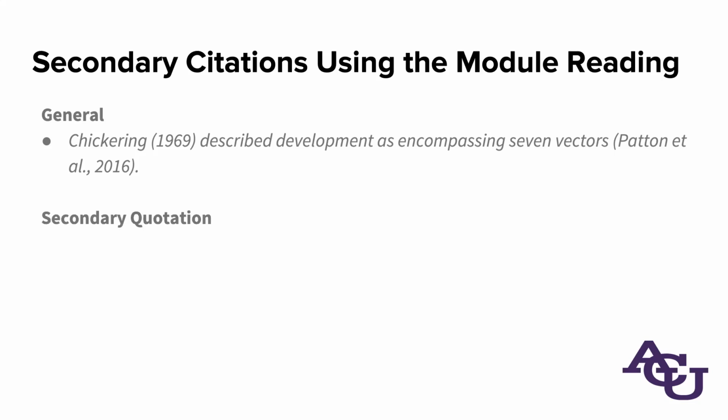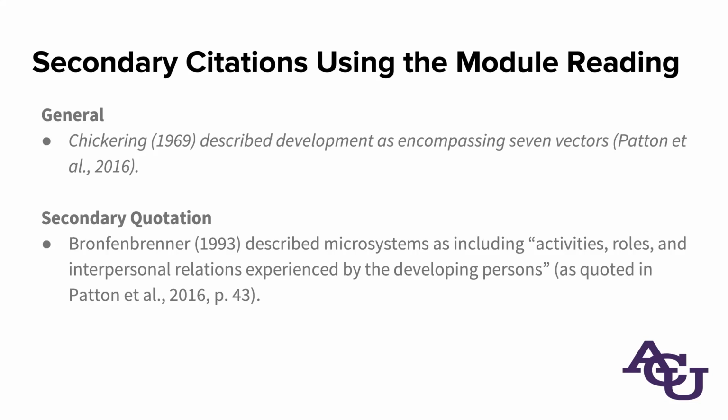2016. Now, if you're doing a quote from this source, you'd have a secondary quotation, which would look something like this. Bronfenbrenner, 1993, described microsystems as including, quote, activities, roles, and interpersonal relations experienced by the developing persons, close quote (as quoted in Patton et al., 2016, page 43).